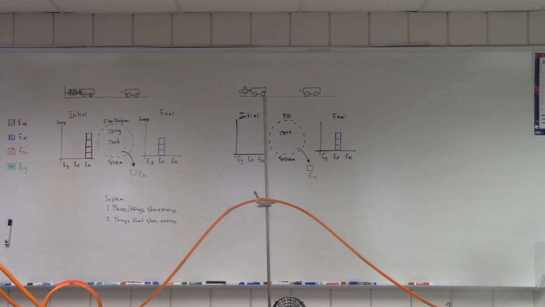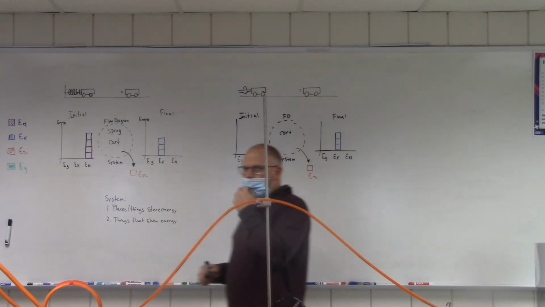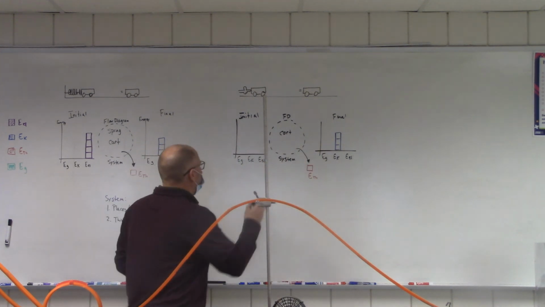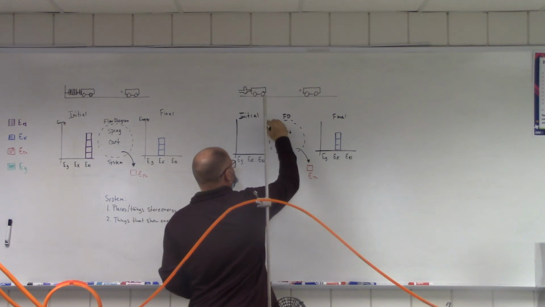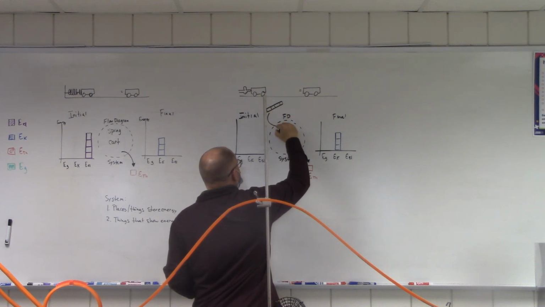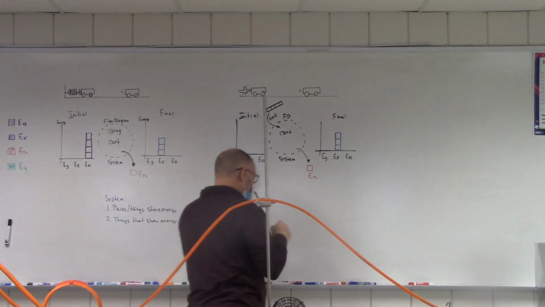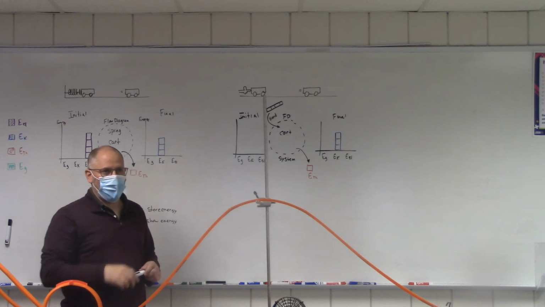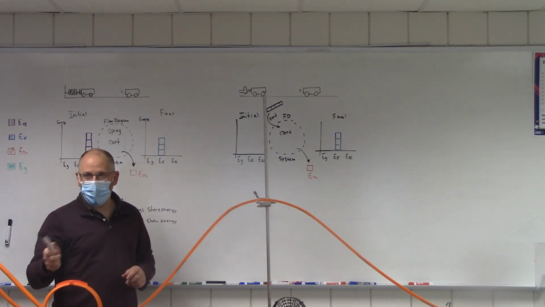How did the cart get moving? Right? How did the cart get moving? Somebody had to push it, correct? And so what we say is there's no initial energy here, but did the hand supply 4 blocks of energy into the system? And the answer to that question is, yes, it did.